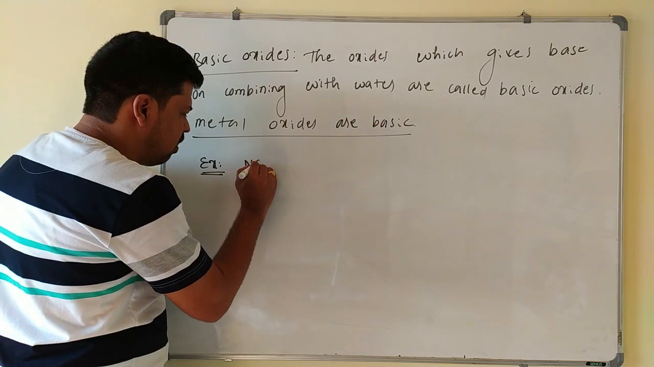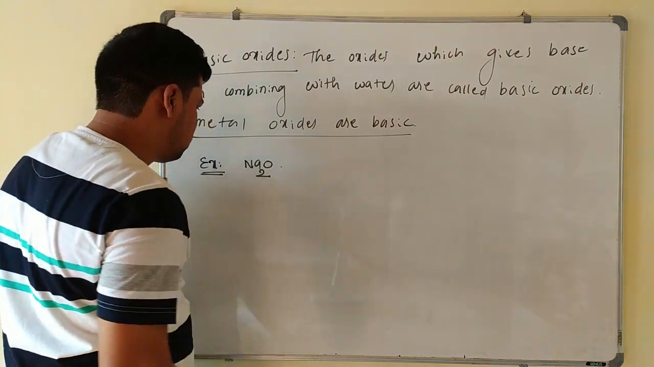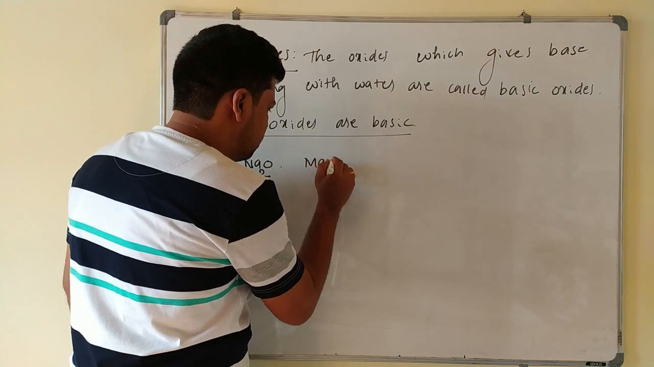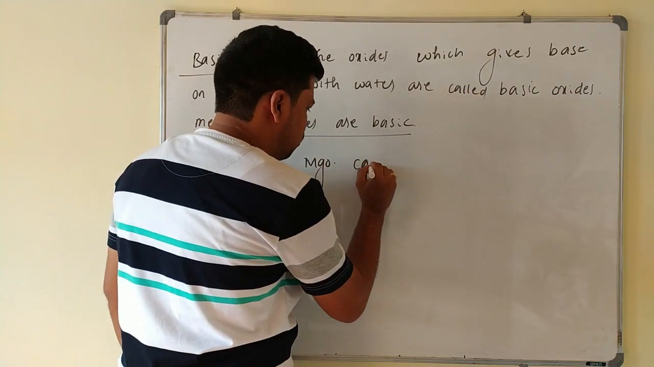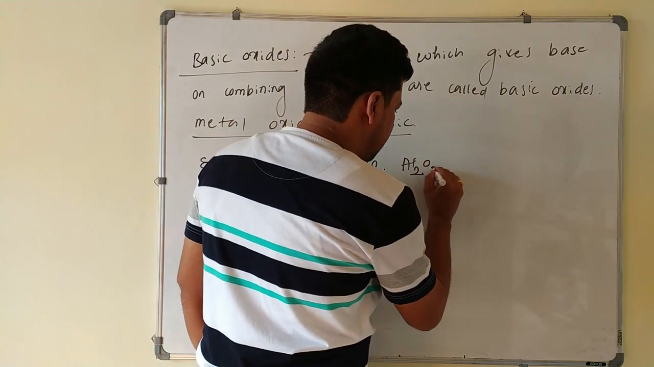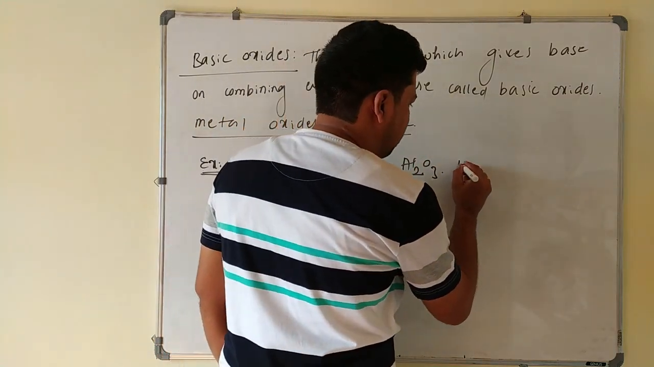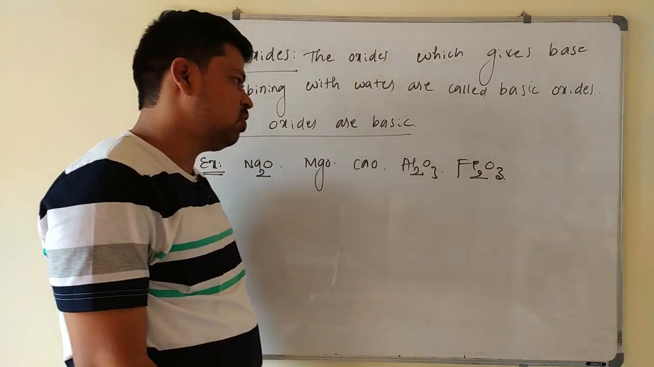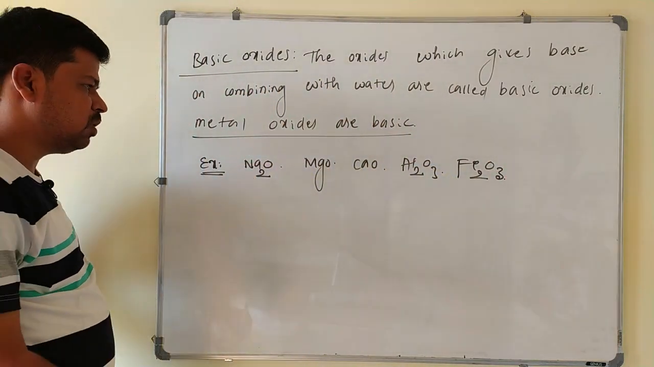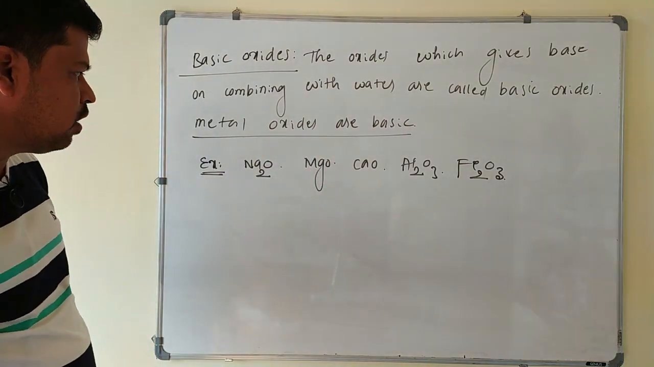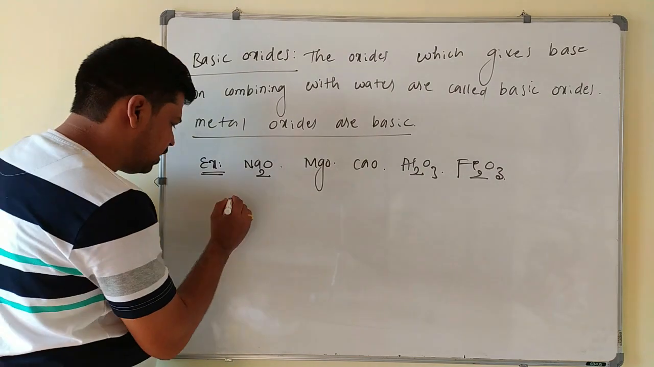That is, I will write sodium oxide. Next, magnesium oxide you can take, calcium oxide you can take, aluminum oxide you can take. From d block I will take another metal oxide, that is Fe2O3. It is also what? Basic in nature. So these all are basic in nature, because whenever they are added to the water, they will give what? Basic solution.